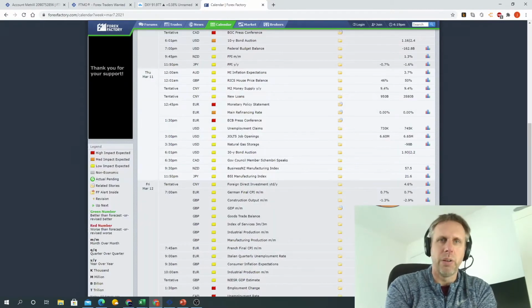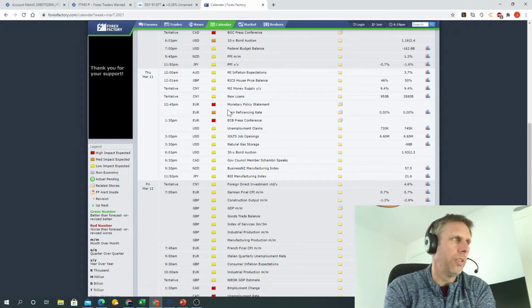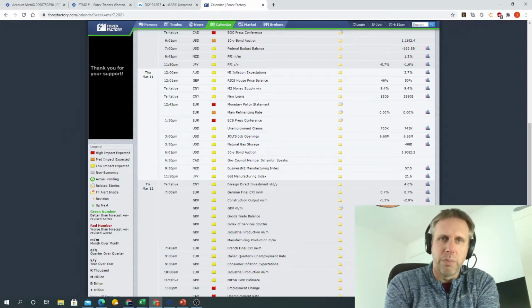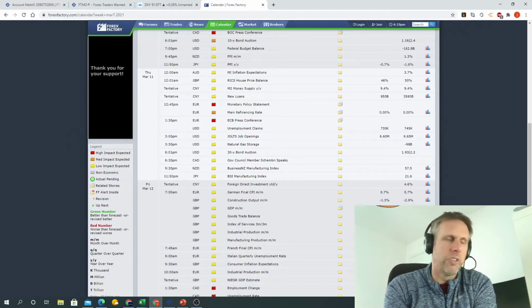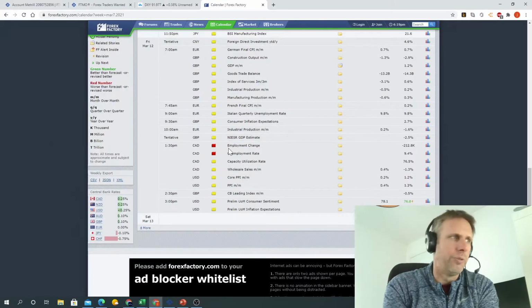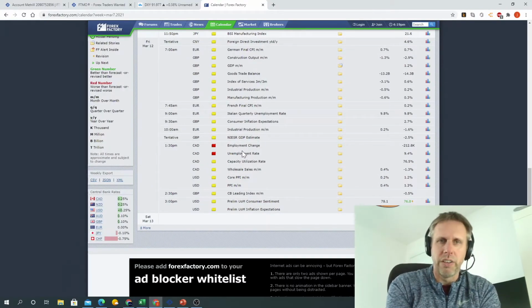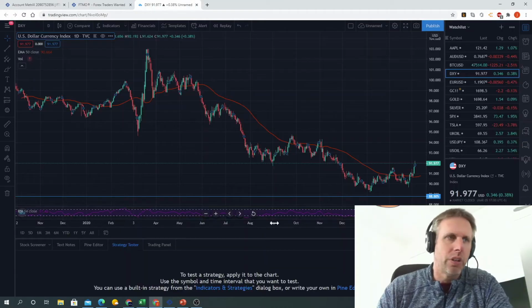Going on to Thursday, a bit of Eurozone news coming out with the monetary policy statement. I think that could be the significant news this week, especially on EUR USD. We could see a lot more negativity and especially a sell-off to the downside. And going into Friday, the Canadian unemployment figures. I don't often trade the CAD or the Loonie, so I'm not too worried about these figures coming out on Friday.